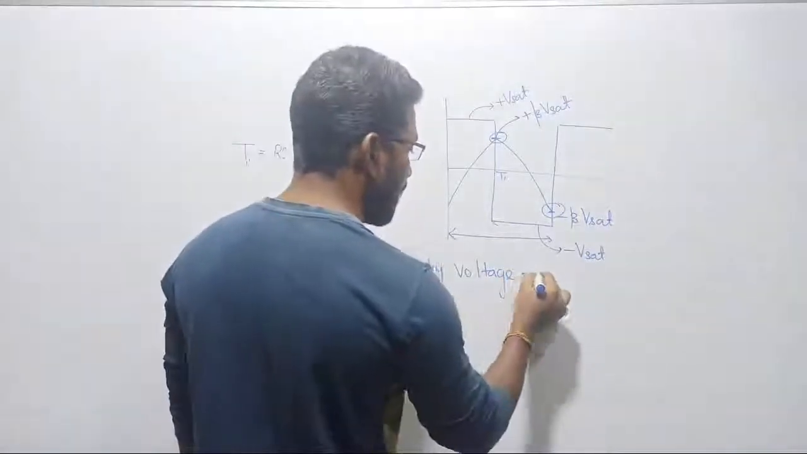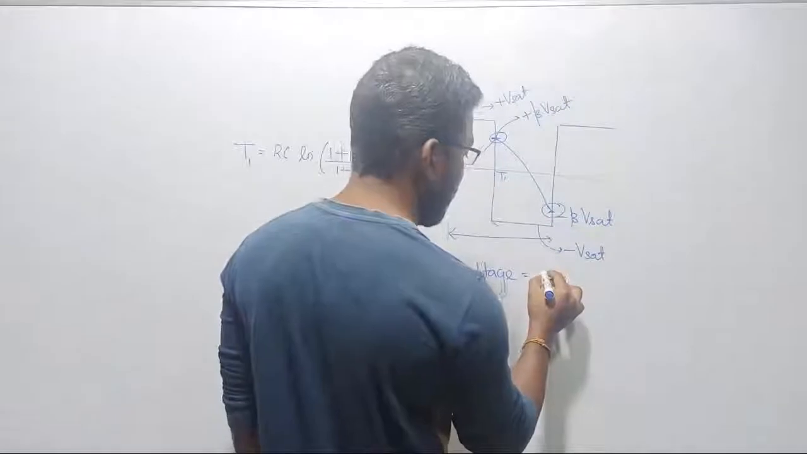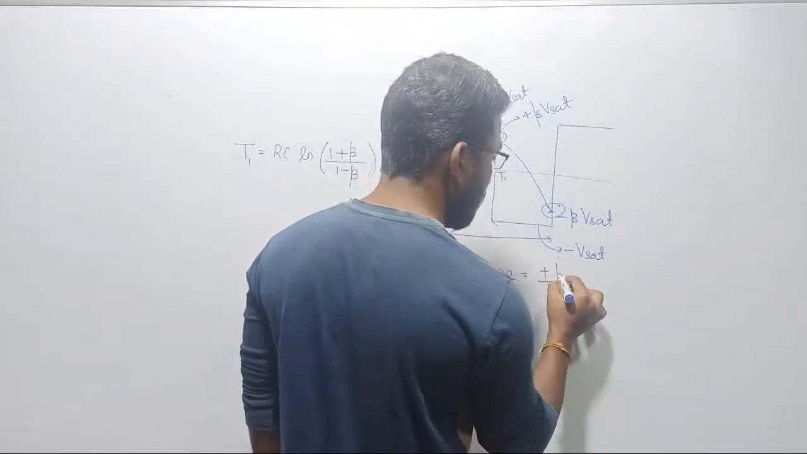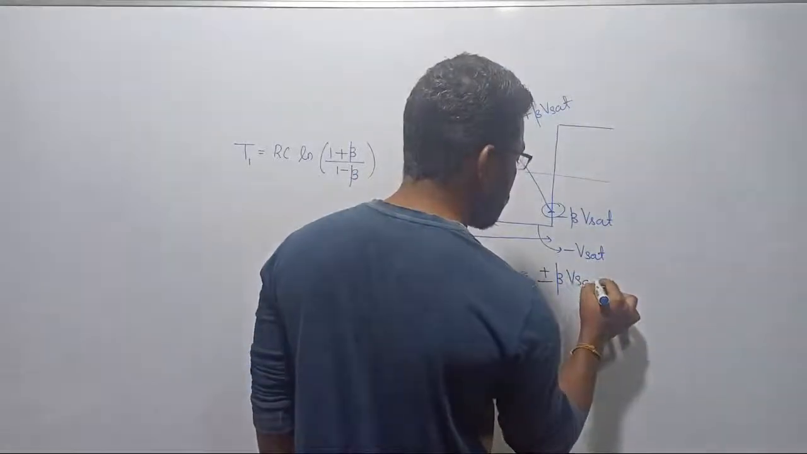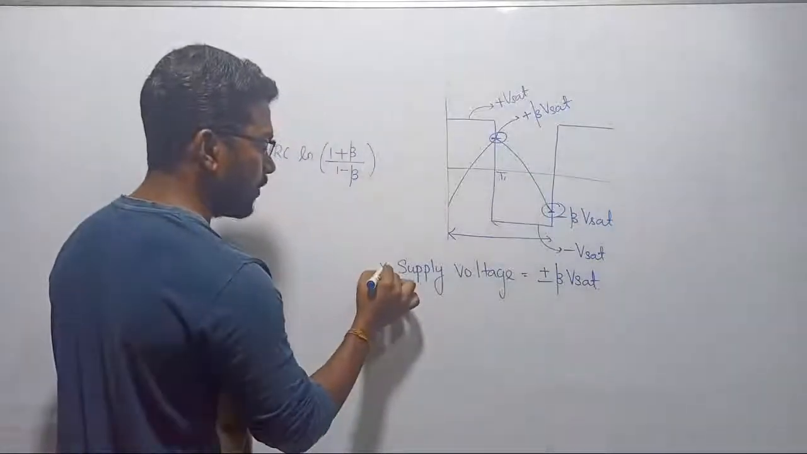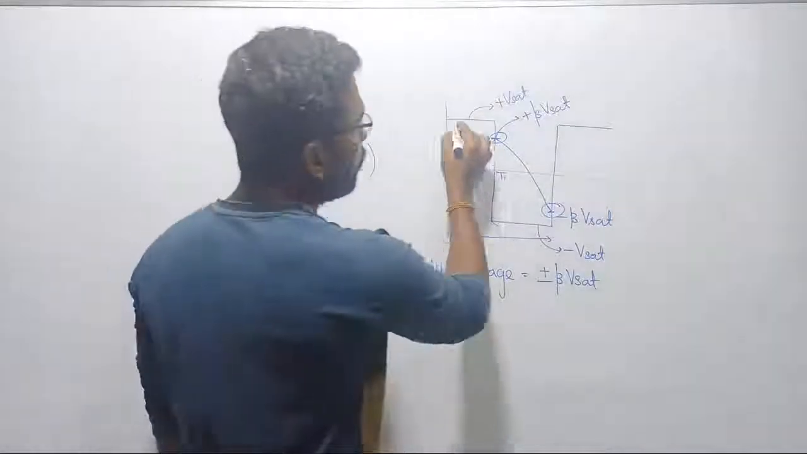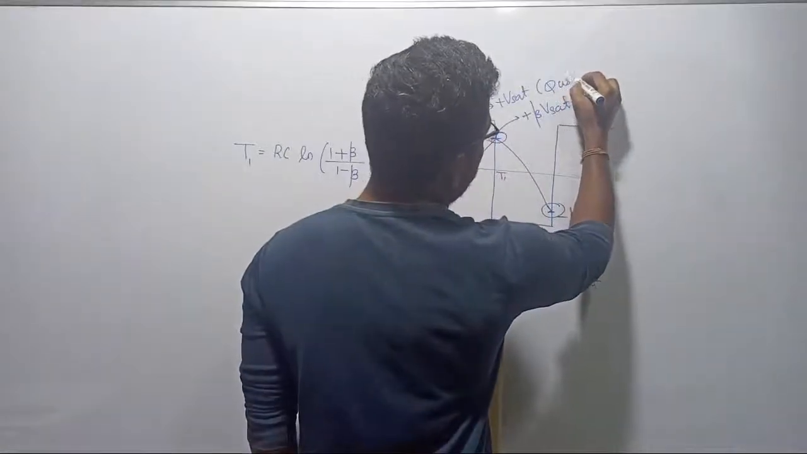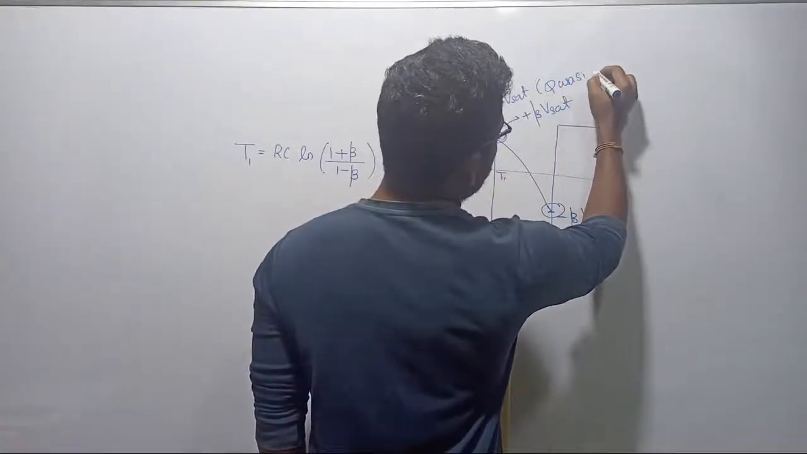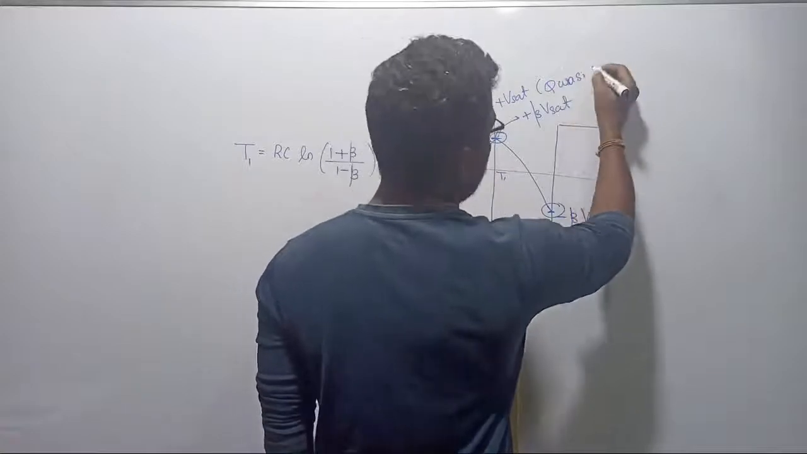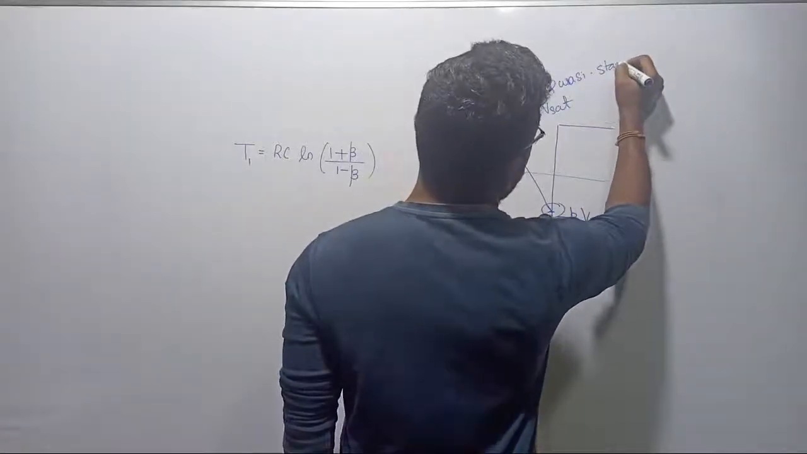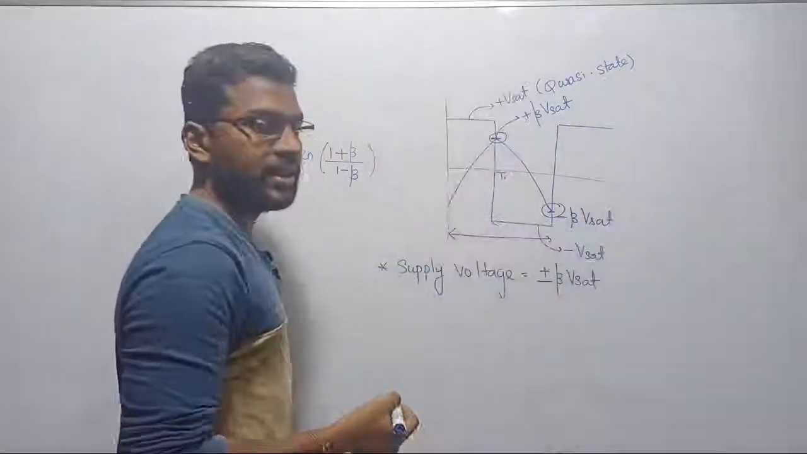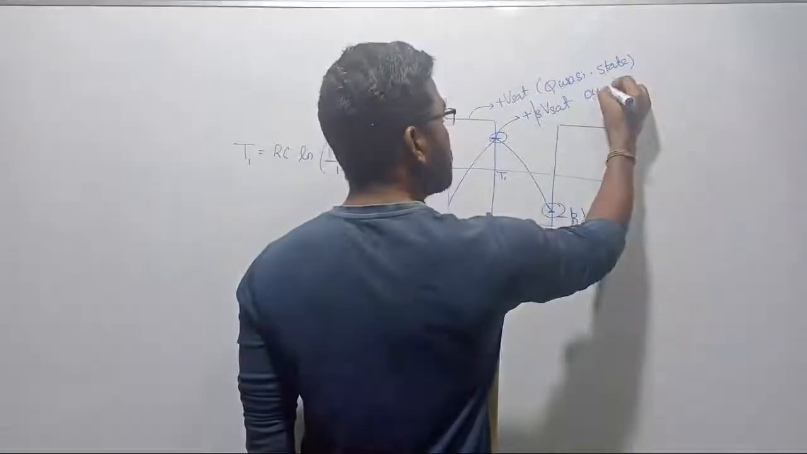If you are asked to calculate the value of the supply voltage, that is nothing but either plus or minus beta times Vsat. Clear? That is the supply voltage. And the output voltage is simply called the quasi state output voltage, right? So we are calling it quasi. You can look up the meaning of this in your free time, right? Quasi state supply voltage, that is quasi state output. This is called what? Quasi state output.